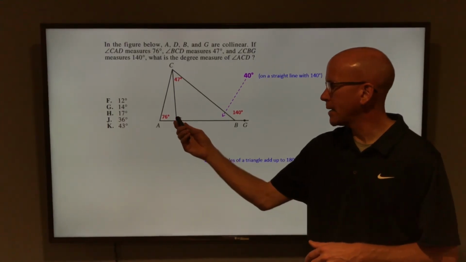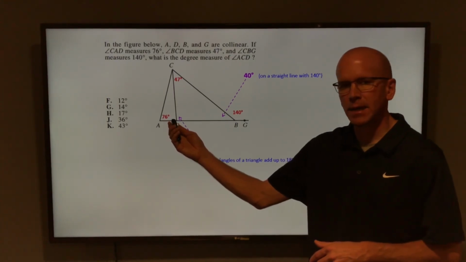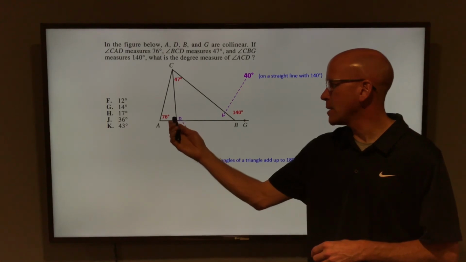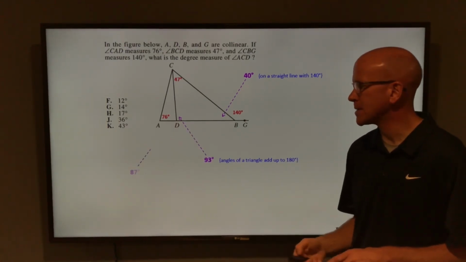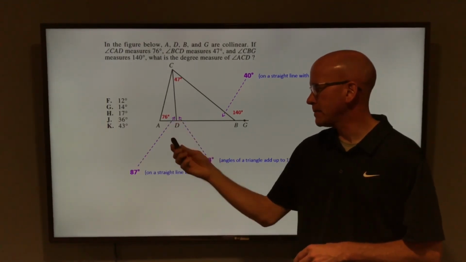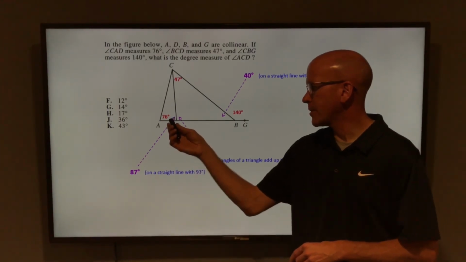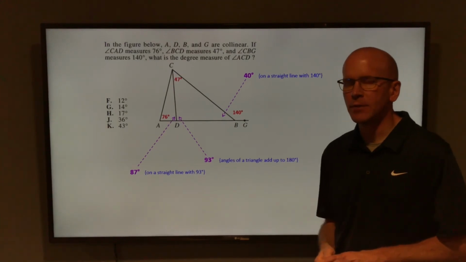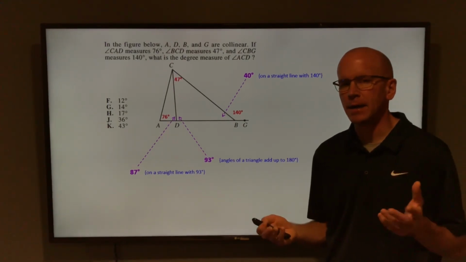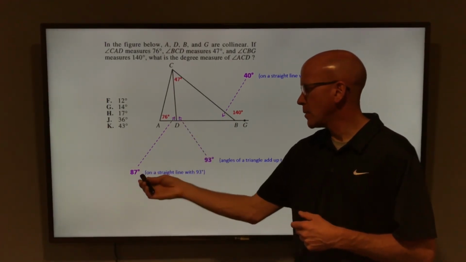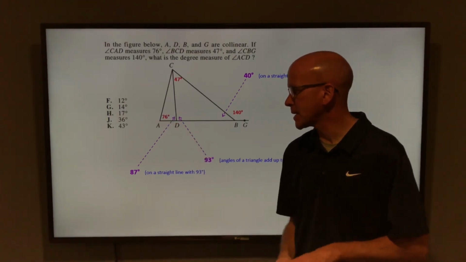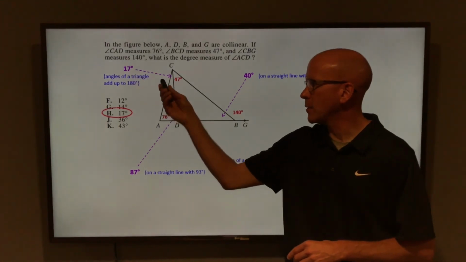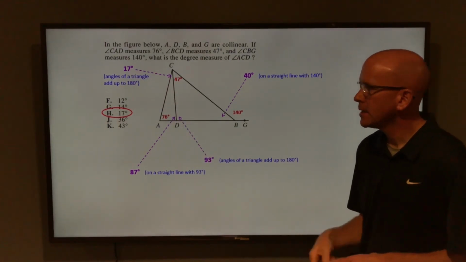Now, if you know that angle, you can go right next to it because, again, angles in a straight line add up to 180. So if that angle right there is 93, the angle right next to it would be 180 minus 93, and that is 87. That angle is 76. You can find the third angle of that triangle because angles of a triangle, again, add up to 180. These two angles are given to you now, 87 and 76. Add those together and subtract from 180. That means this missing angle here will be 17. Letter H.